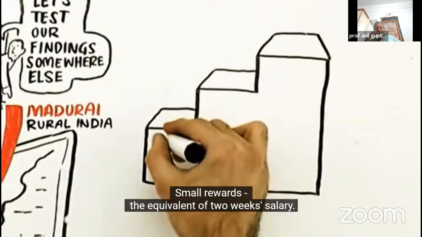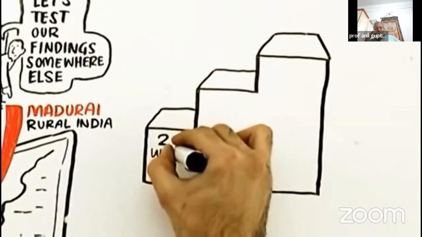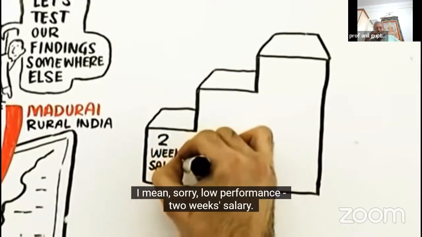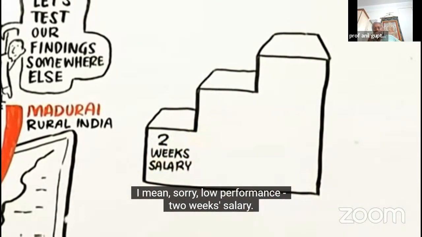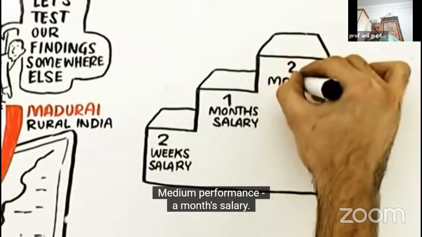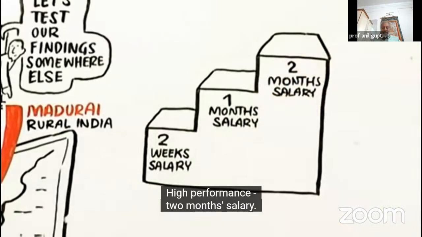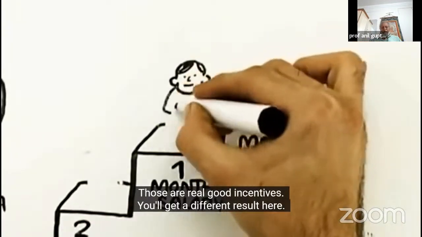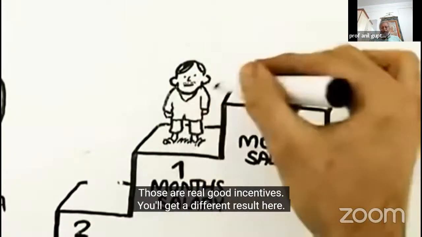Small rewards, the equivalent of 2 weeks' salary. Low performance, 2 weeks' salary. Medium performance, about a month's salary. High performance, about 2 months' salary. Okay, so those are real good incentives. So you're going to get a different result here.